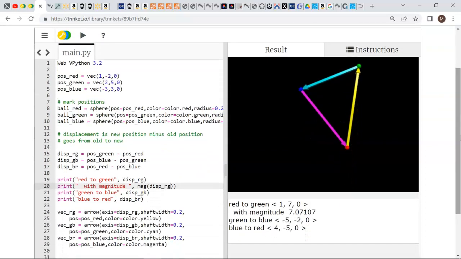Magnitude 7.07. Does that sound about right? Well, 1 squared plus 7 squared. 7 squared is 49, so 1 plus 49 is 50. So it's the square root of 50. That looks about right.